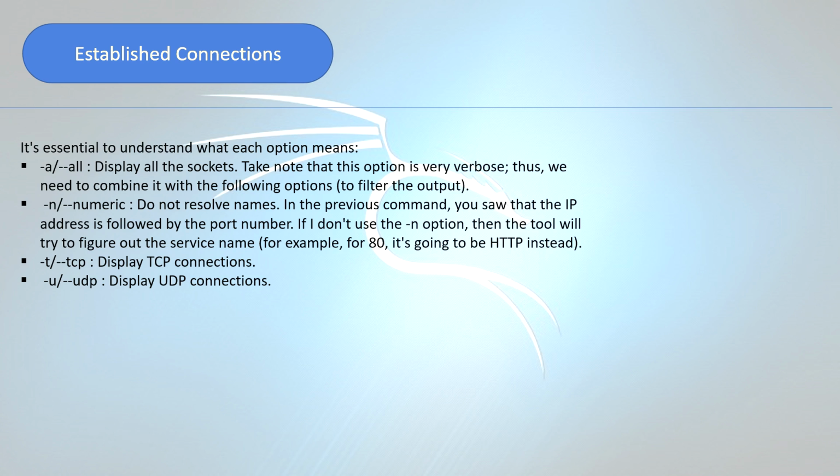Display all the sockets. Take note the option is very verbose, and the numerical option does not resolve the names. It shows the IP address and port. It displays the TCP connections and lets you view the connections.